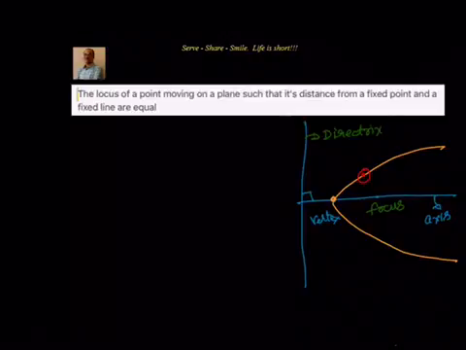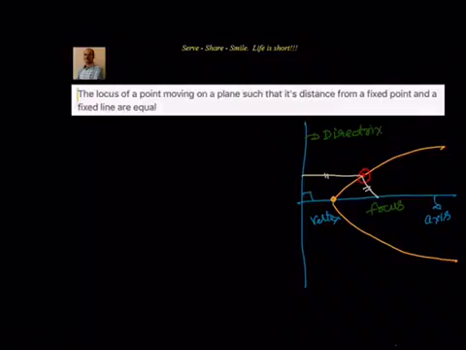That means the distance from the point to the fixed point, which we call the focus, and to the fixed line, which is called the directrix, are equal. Then the collection of all these points is nothing but a parabola. I'll repeat again. The collection of all the points which are at equal distance from a fixed point called the focus and a fixed line called the directrix is called a parabola.